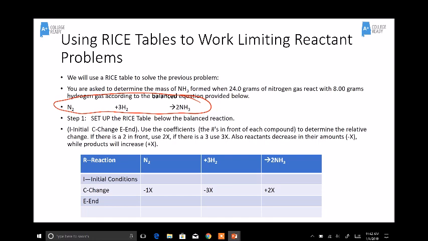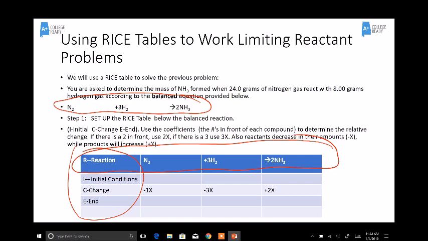We start with our balanced equation across the top, as you see here. We put 1 reactant or product per column. Over here on the left side, we have our RICE acronym: initial, change, and end. You'll sometimes hear these tables called ICE tables instead of RICE tables. Also, we're going to use the coefficients from the balanced equation to determine the relative amount of change. So if there's a coefficient of 2, we're going to have a change of 2x. If there's a coefficient of 3, we're going to have a change of 3x.